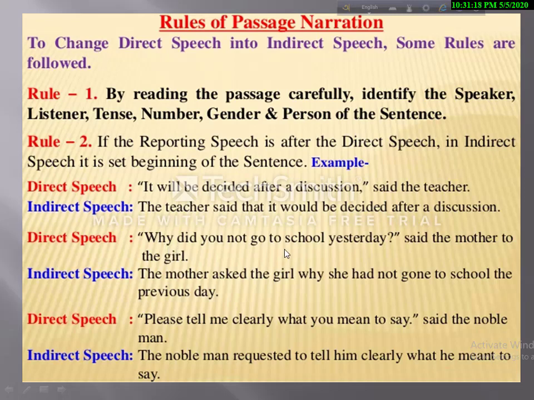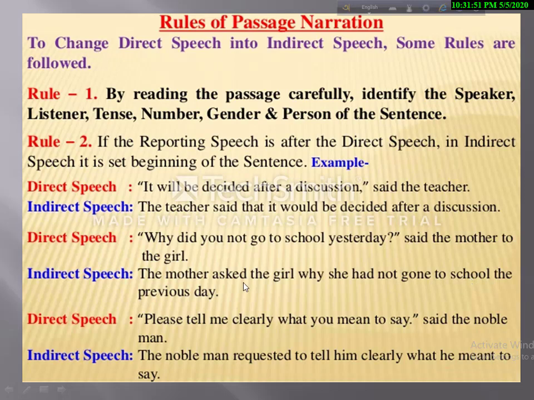"Why did you not go to school yesterday?" said the mother to the girl. So, what is the reporting verb here? Said. And the mother is the subject of the reporting verb, and the girl is the object of the reporting verb. Though it is written after the reported speech, we will have to write it first, and that is why it will be: The mother asked the girl why she had not gone to school the previous day.